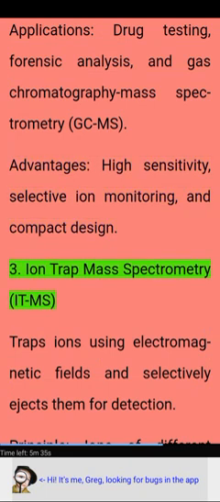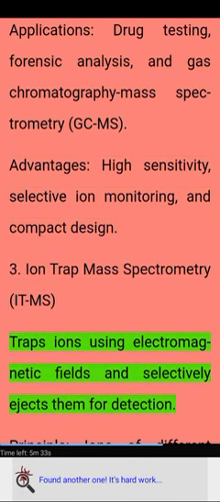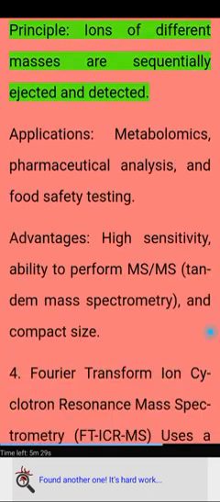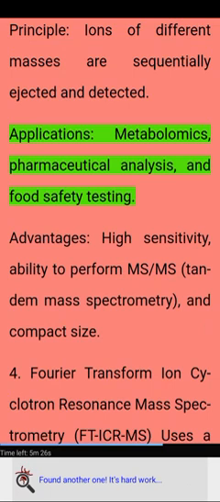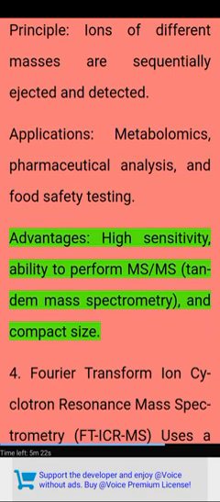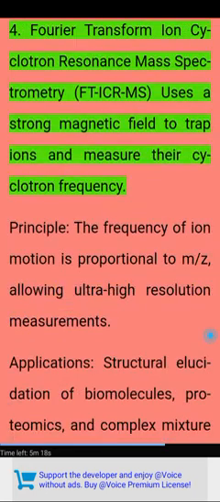3. Ion trap mass spectrometry, ITMS. Traps ions using electromagnetic fields and selectively ejects them for detection. Principle: ions of different masses are sequentially ejected and detected. Applications: metabolomics, pharmaceutical analysis, and food safety testing. Advantages: high sensitivity, ability to perform MSn, tandem mass spectrometry, and compact size.